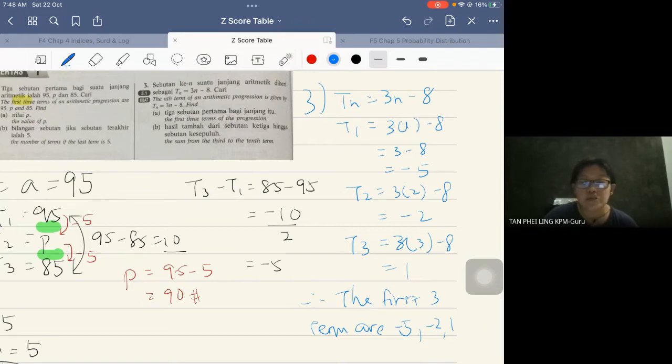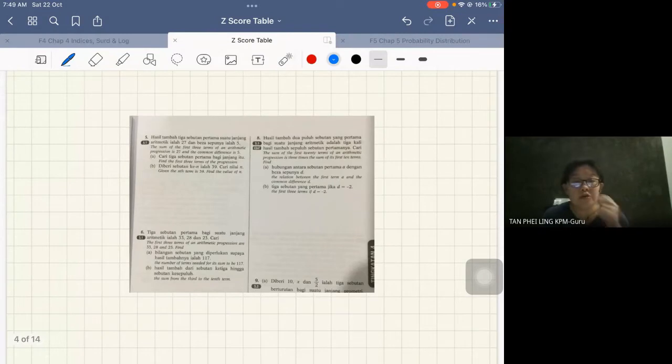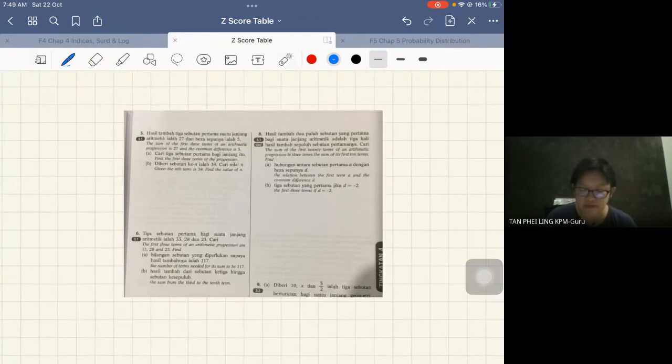So these two questions basically tell about the basics for the nth term. Any question you want to ask? If no, then we move on to the next one. Now we move on to the next type of question. You see how the question can change is roughly like that. We look at question number 5.